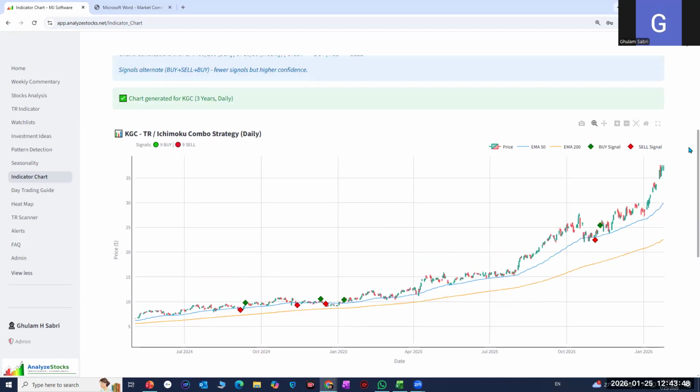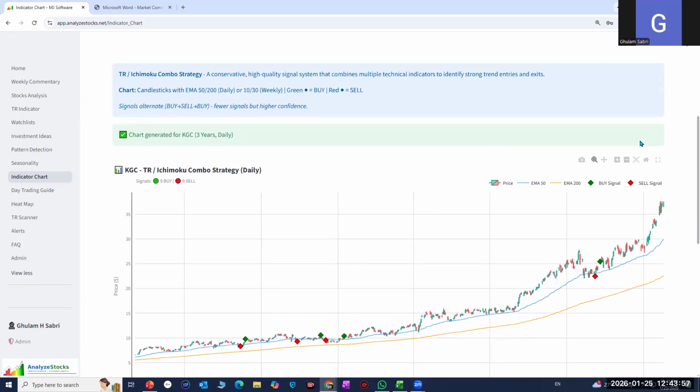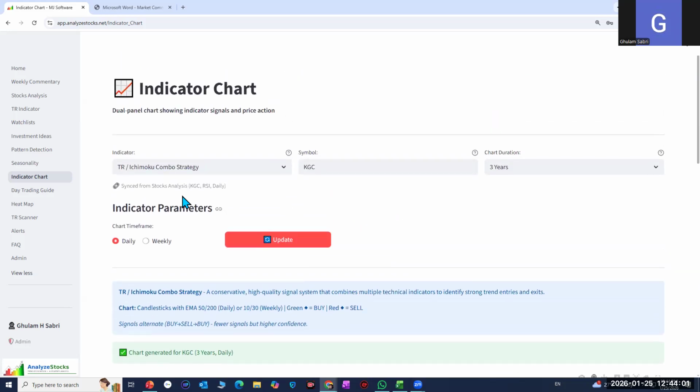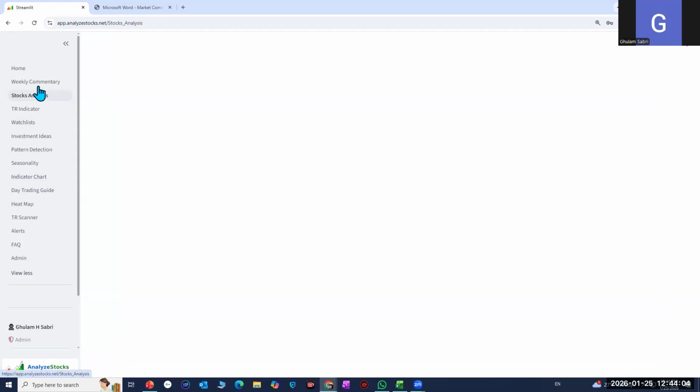So this TR indicator means trend recognition. It does a good job of establishing the trend and gives you some good buy and stop loss signals. And when you combine this with Ichimoku's strategy, the results get even better. All right, so that's how you do it.